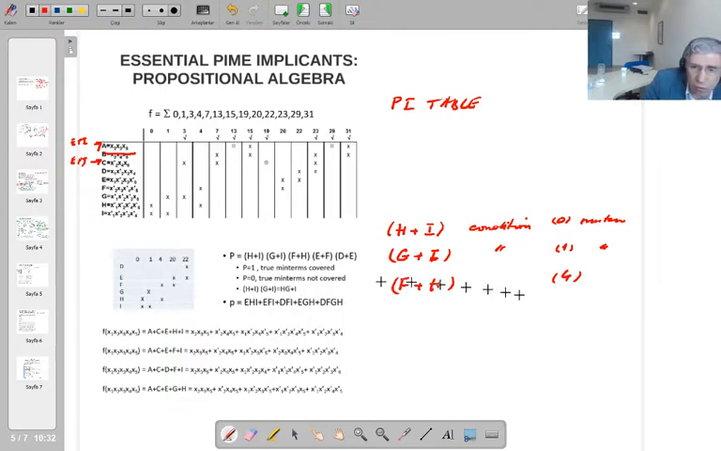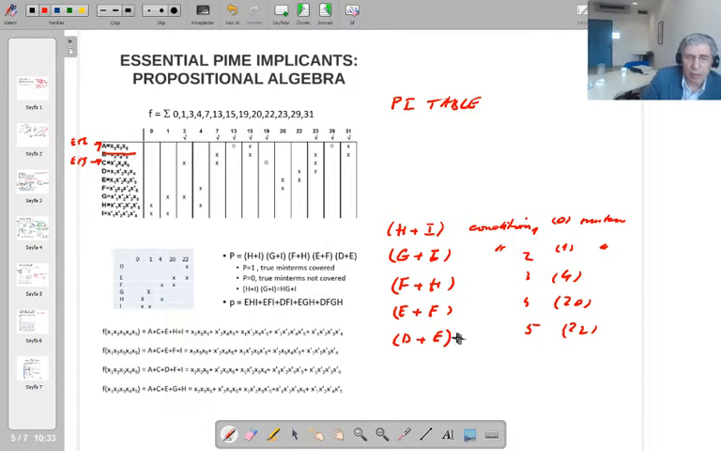What is the condition in order to cover true minterm 20? Condition 4 is E plus F. That means E or F. And the last one, to cover 23, the fifth condition tells me either D or E prime implicant should be in.